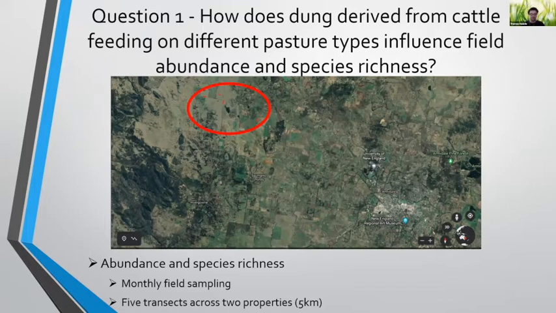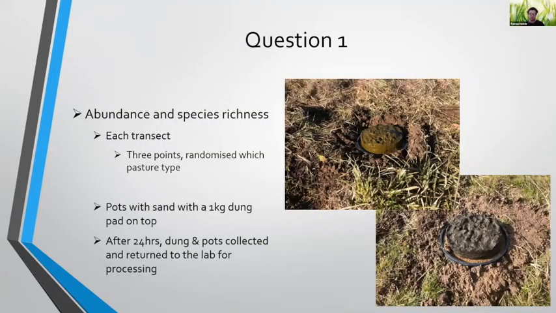These transects had to be at least 500 meters apart, and these were sampled monthly. At each transect, though, there were 3 points, each spaced 100 meters apart from the other. And each point was randomized for the 3 pasture types as to what goes where. And this was randomized again every single month.